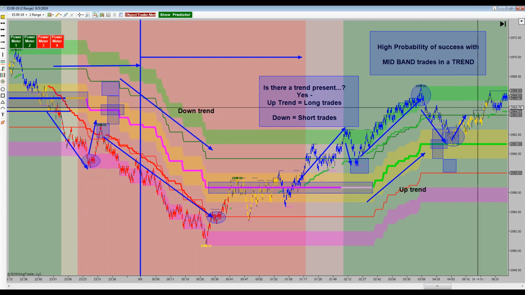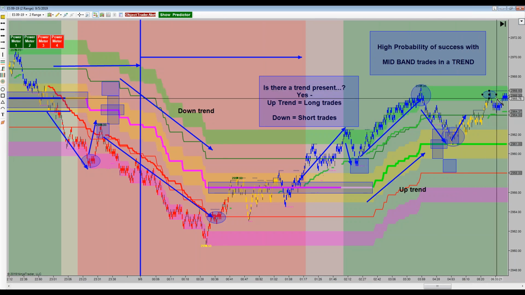Furthermore, I would submit to you that there's a strong likelihood that it's going to go at least back to here. Now, that would be almost 20 ticks. And if it's a powerful uptrend, it will continue on to fresh swing highs.